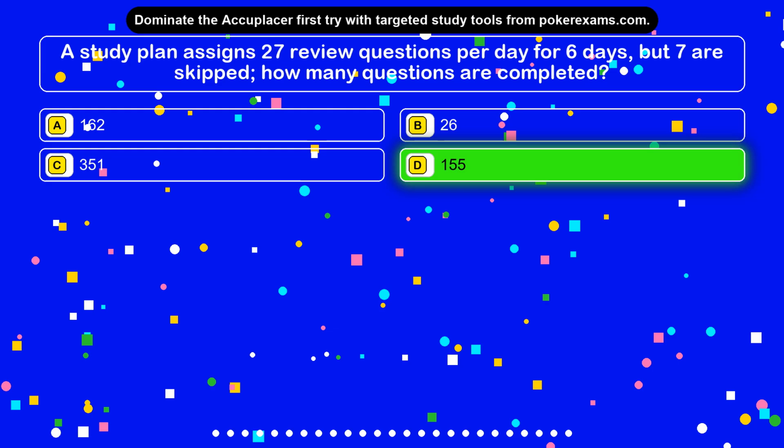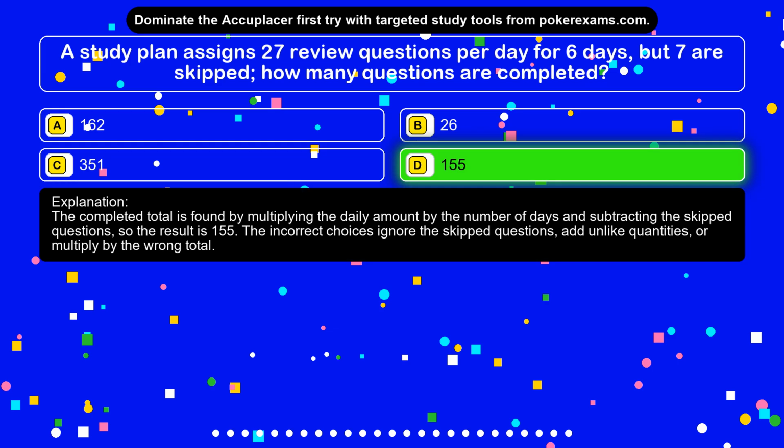The correct answer is option D, 155. The completed total is found by multiplying the daily amount by the number of days and subtracting the skipped questions, so the result is 155. The incorrect choices ignore the skipped questions, add unlike quantities, or multiply by the wrong total.